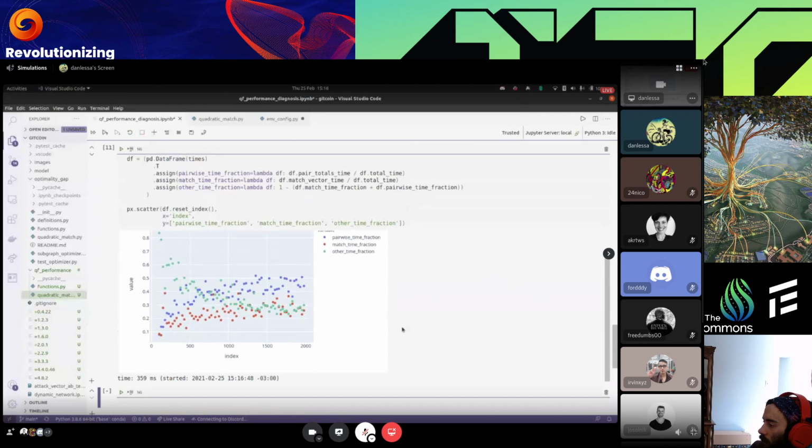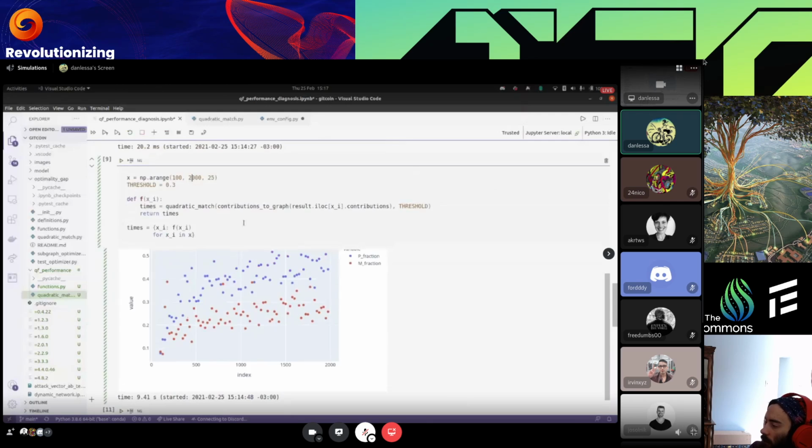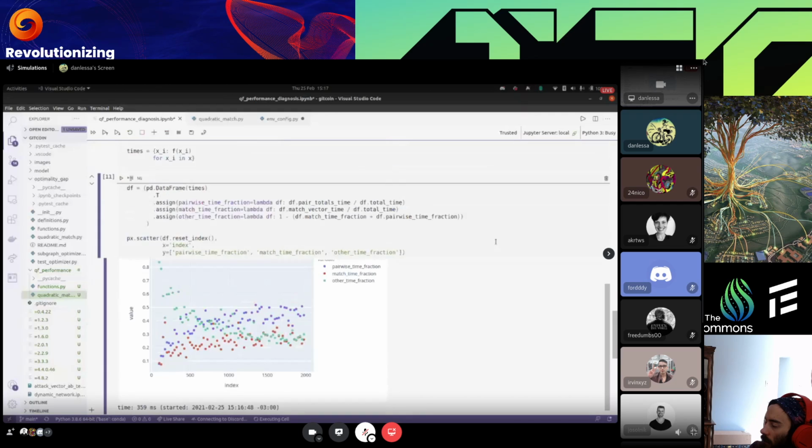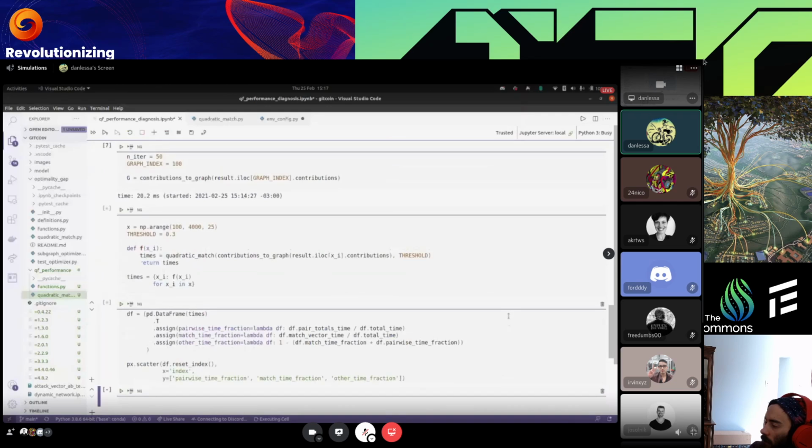Yeah, interesting. So by the end of that, there are some things that take 30% to calculate the vector itself, it's 25%, and the pairwise is 50%. But this is for 2000. Let's see if we go to 4000. What do you guys think? Is the pairwise going to grow more, or is the vector going to grow more? What are your bets?